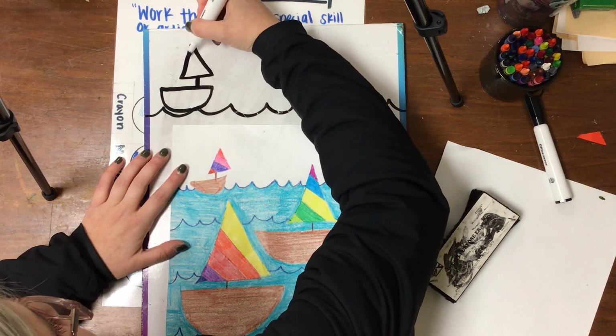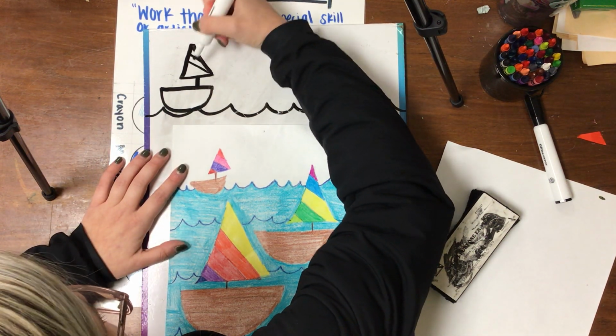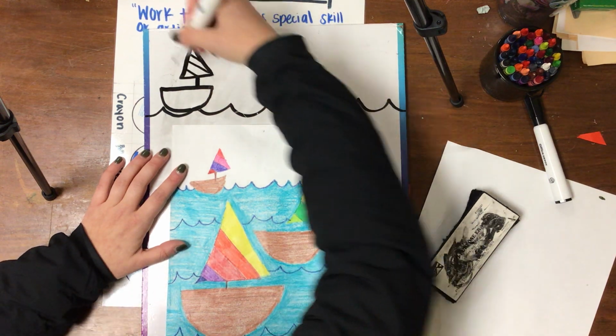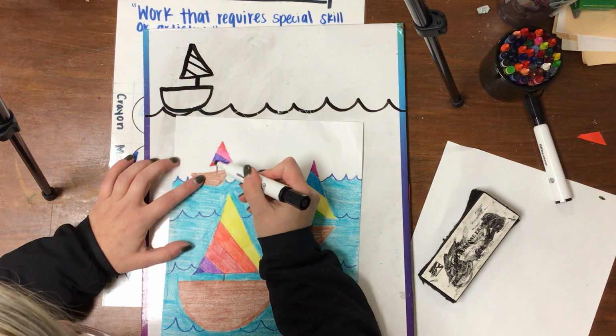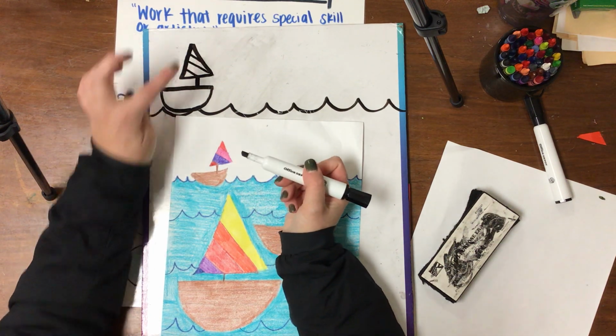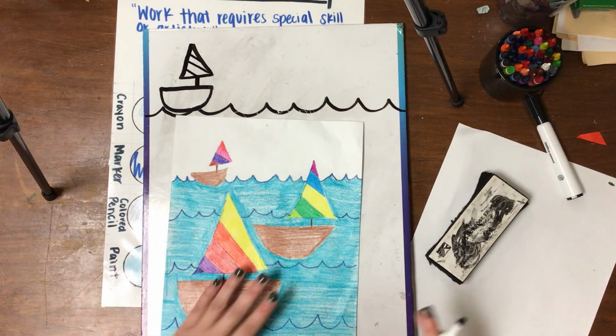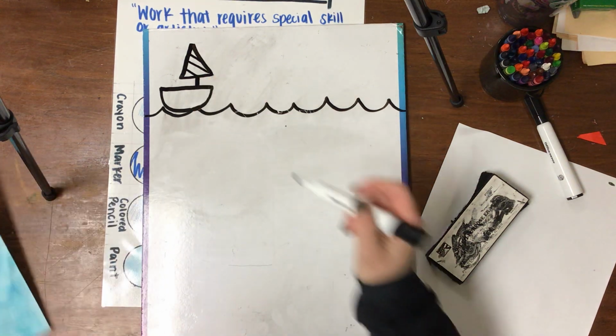I also added these diagonal lines. Remember, diagonal lines are slanted. So I added those diagonal lines right there. That way I could use more than one color, because it would be kind of boring if I only got to color the sail one color. Now I've got my small boat.